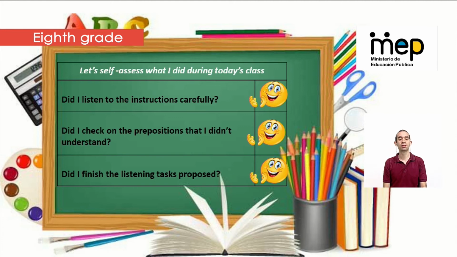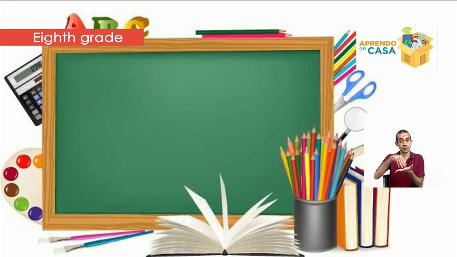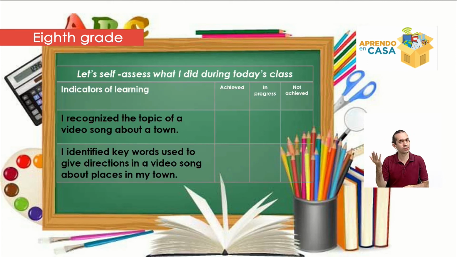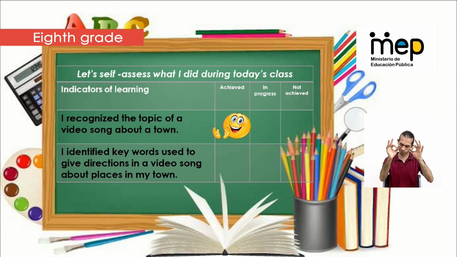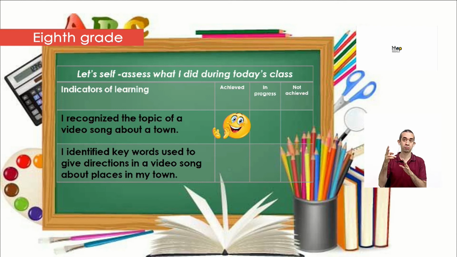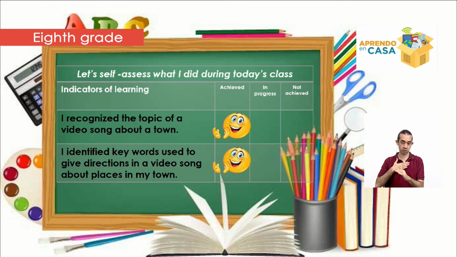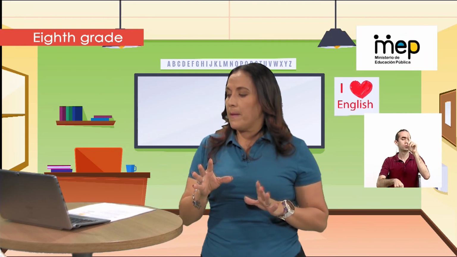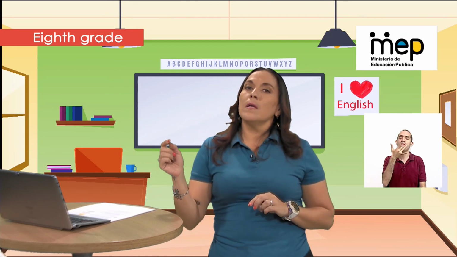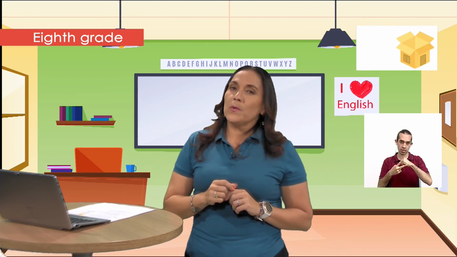Okay, so now let's continue with our learning. What do we have here? Did you recognize the topic of a video song about a town? Yes, very good. That's nice. And did you identify keywords used to give directions in a video song about places in my town? Excellent. Very good job. Now I want to leave you two questions. You have to think about what was your favorite part of today's lesson and what you can improve for next time in Aprendo en Casa.